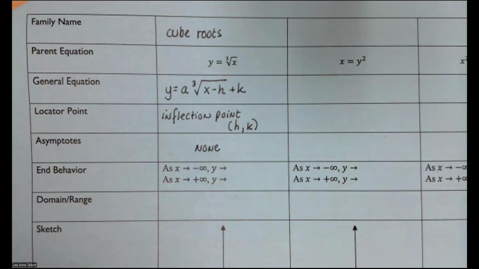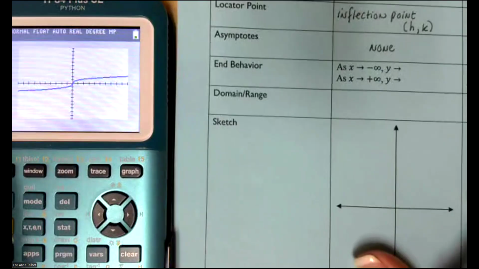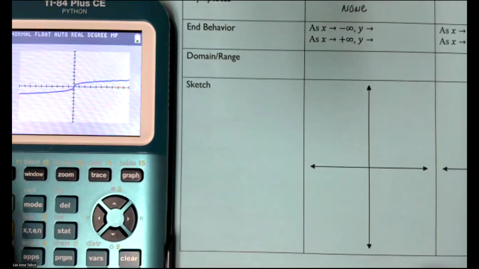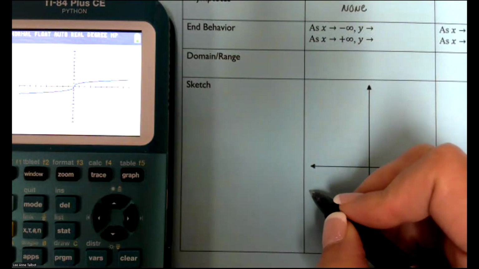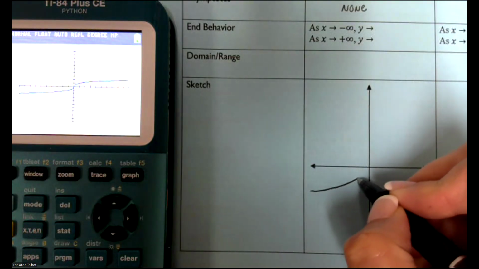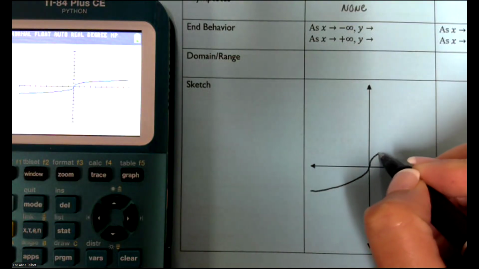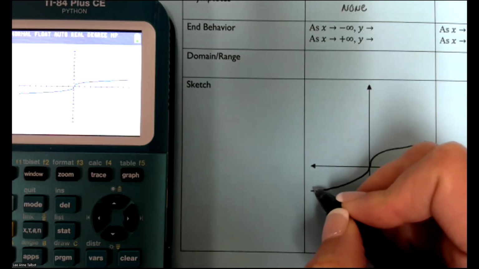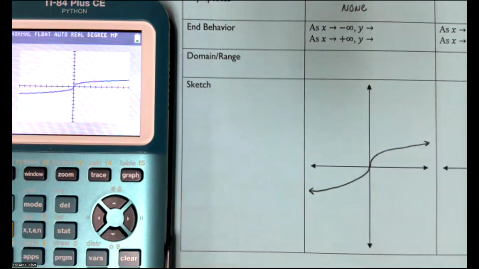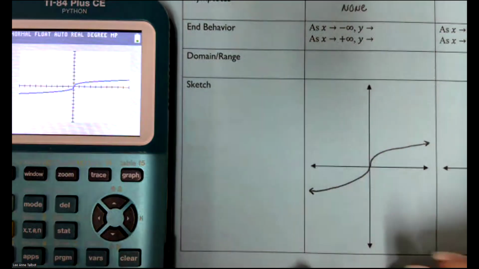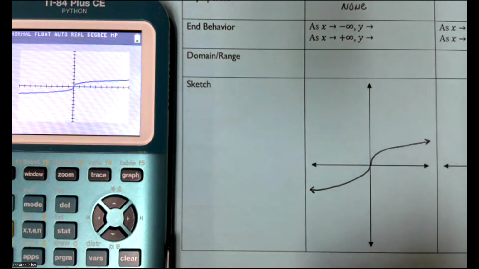Okay, now I'm going to show you the graph of what it looks like so you can sketch it. Here is the cube root. It looks like a cubic just turned on its side. But for some reason, I'm really bad at drawing these. It's okay. Just this one.